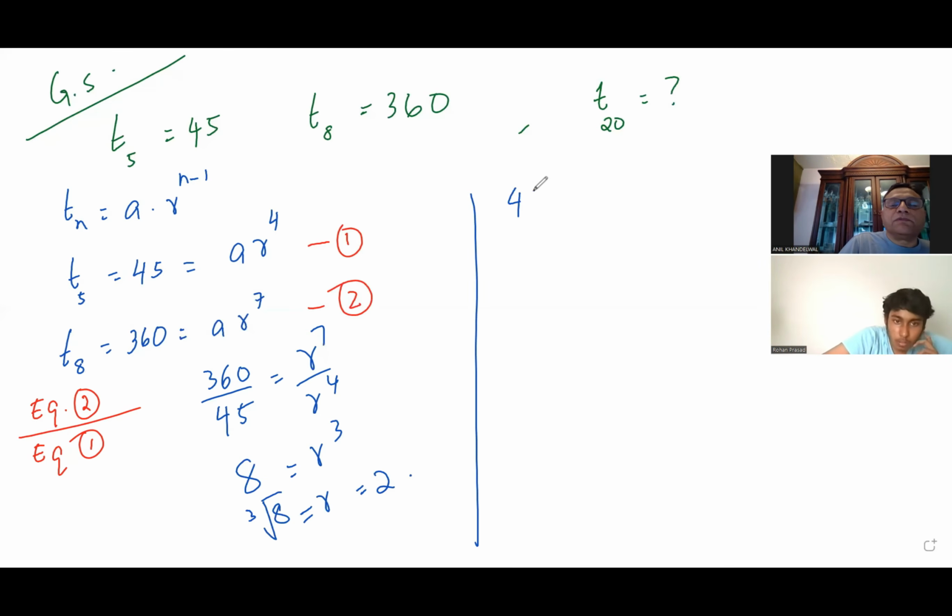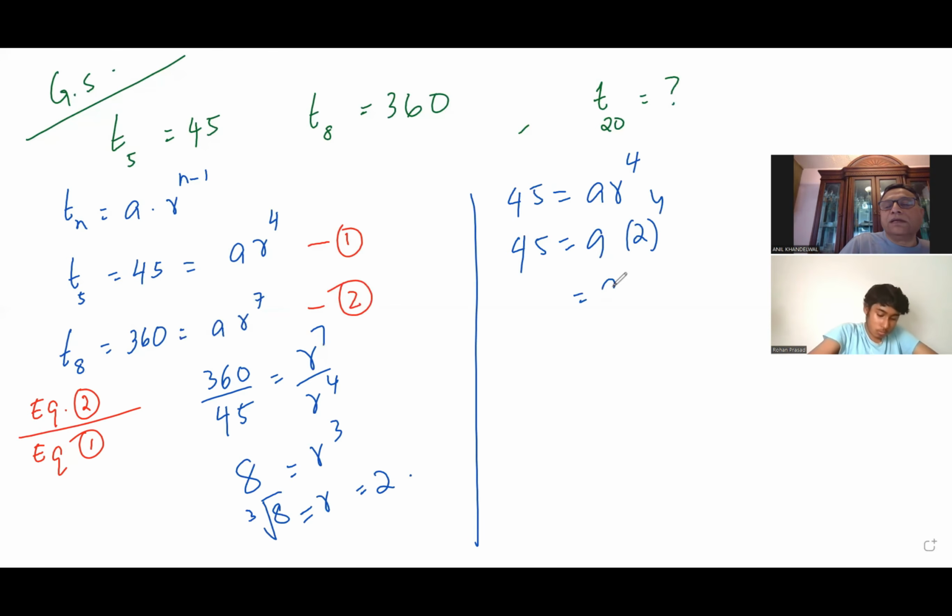So we have 45 equals a times r to the power of 4. So 45 equals a times 2 to the power of 4. So a equals 45 divided by 2 to the power of 4, which is 45 over 16, correct?